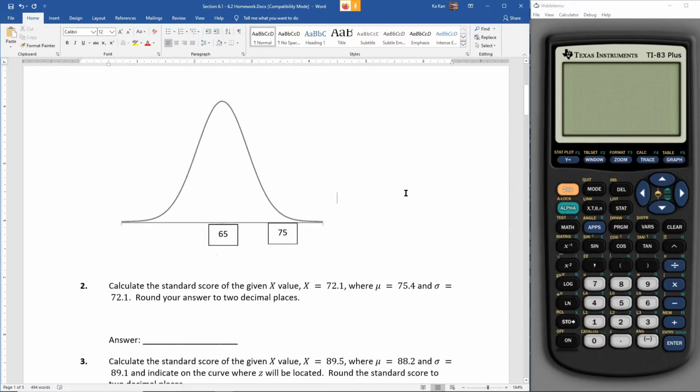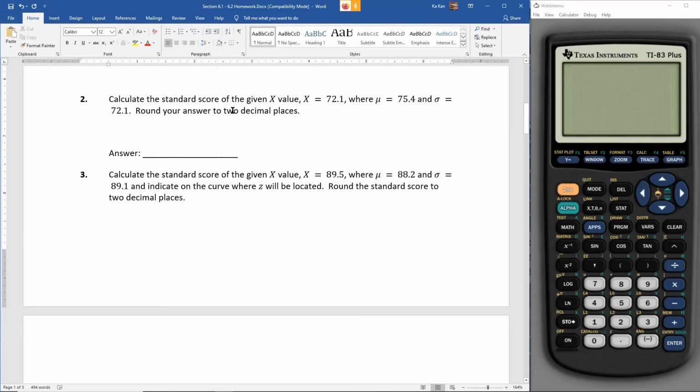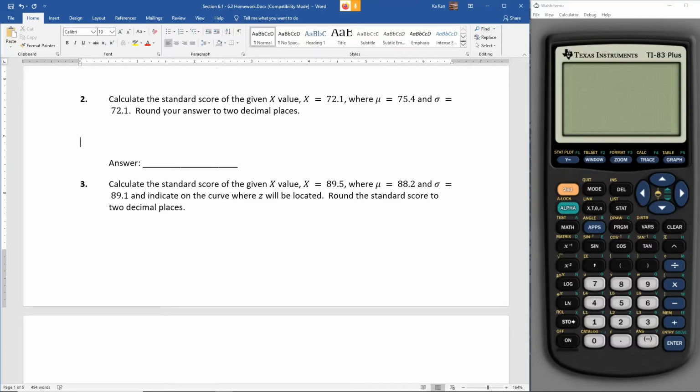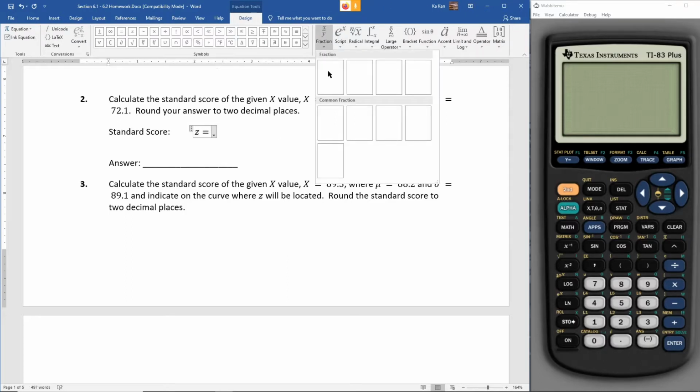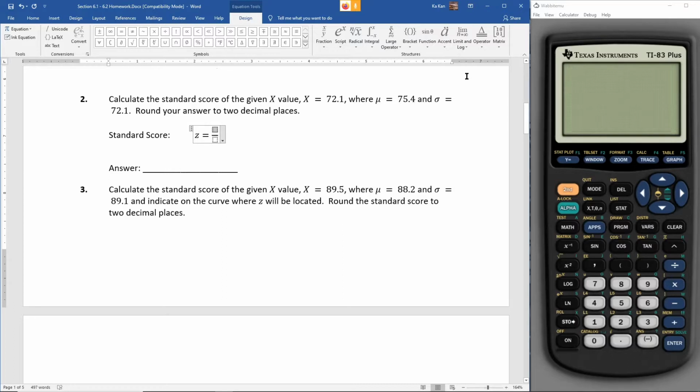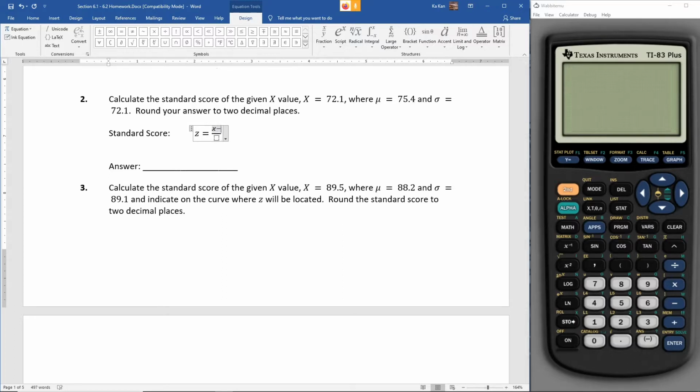So now, calculate the standard score given the x value and that information. Now, let me give you the formula first. The formula for standard score, we call it Z. Let me just insert this equation. It's going to be a fraction. Z equals x minus the mean. And where's the mean?